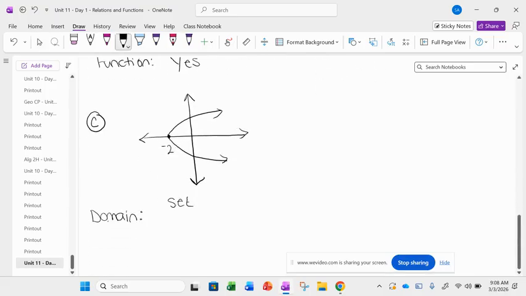Okay, somebody tell me the domain in set notation. Shiv, tell me the domain in set notation. Perfect. x such that x is greater than or equal to -2. That's perfect.